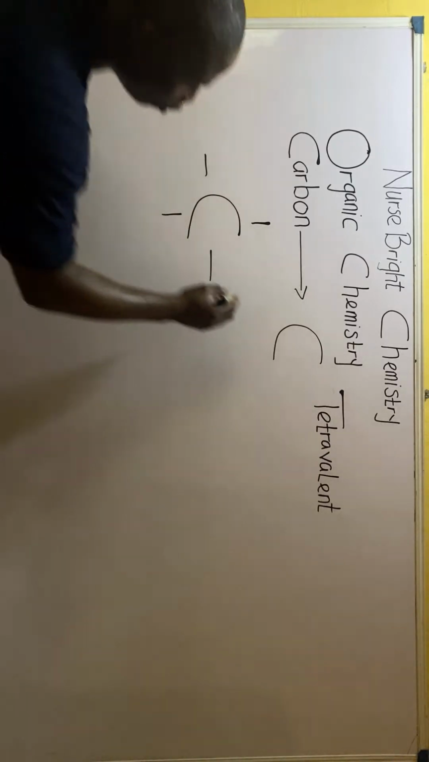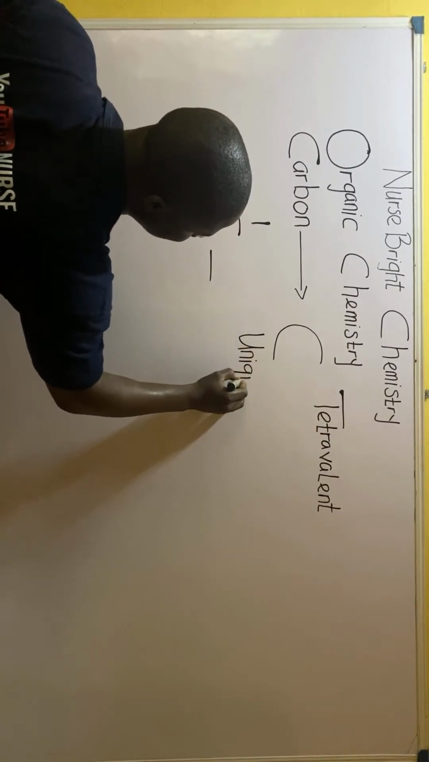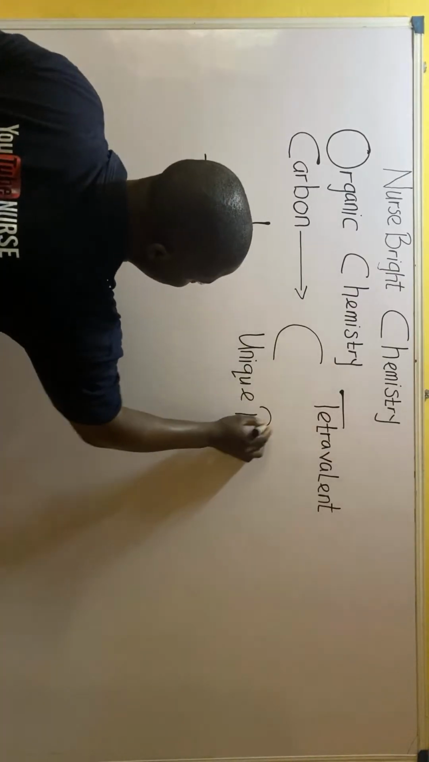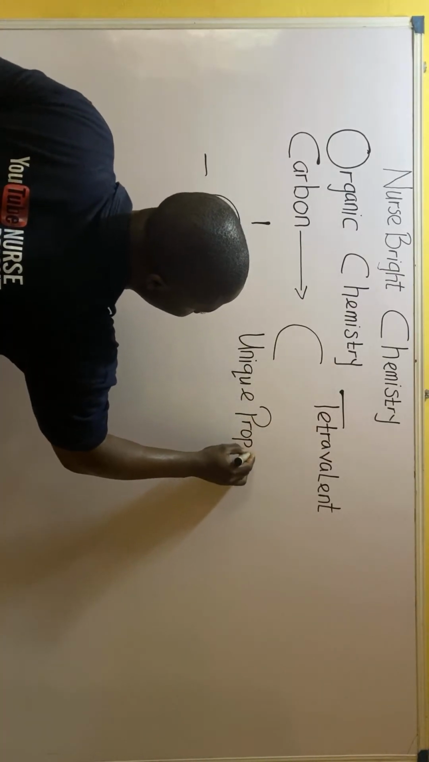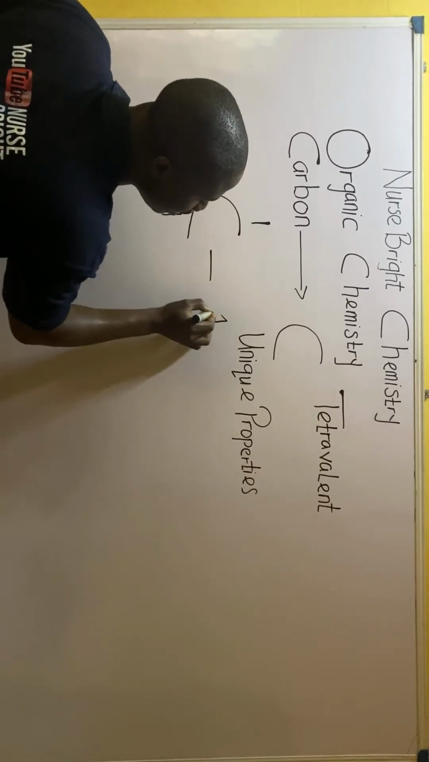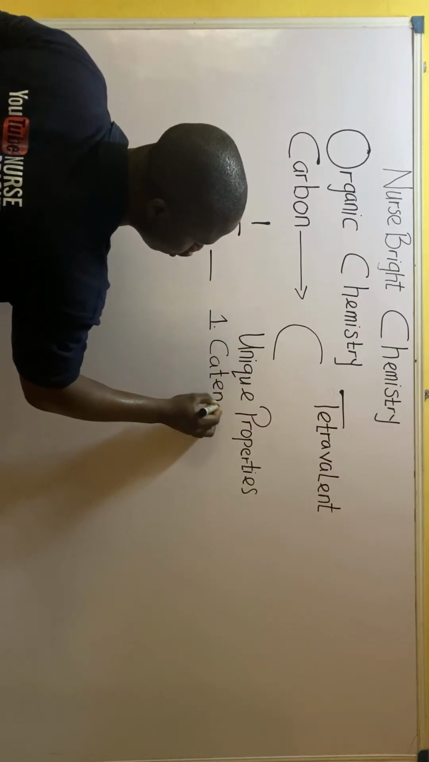It's very vital you know the unique properties of carbon. So what are the unique properties of carbon? Number one of the unique properties is that carbon undergoes what we call catenation.